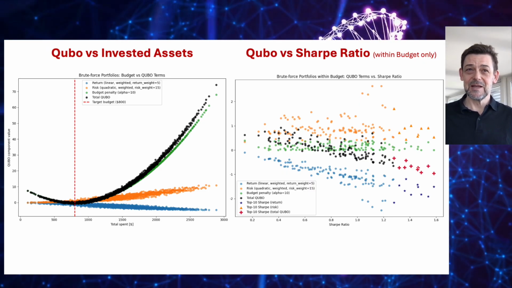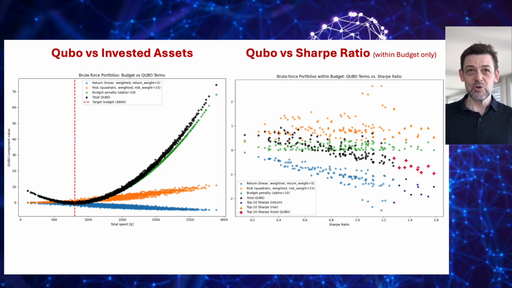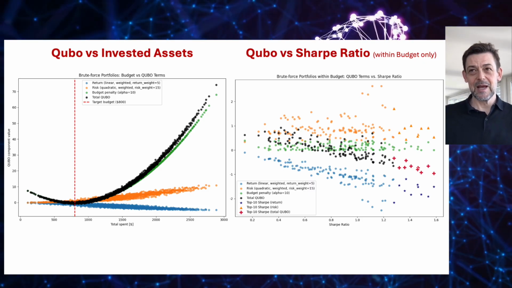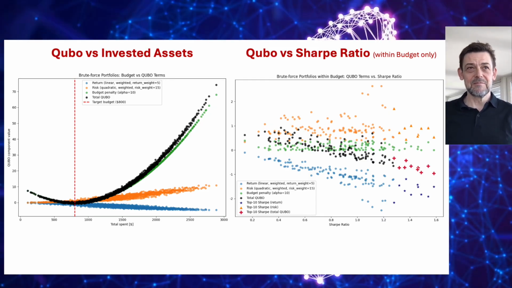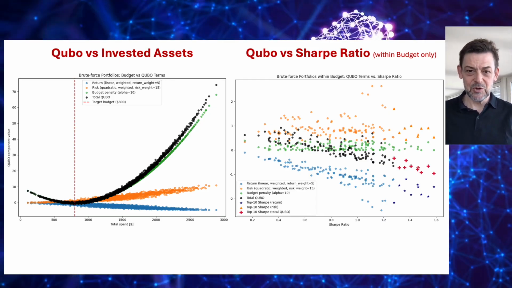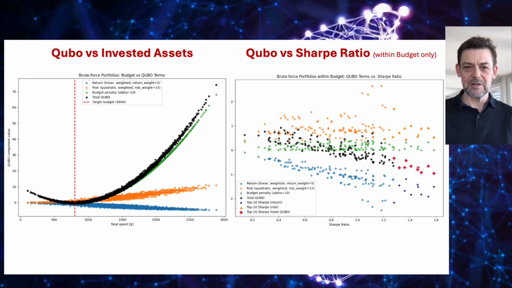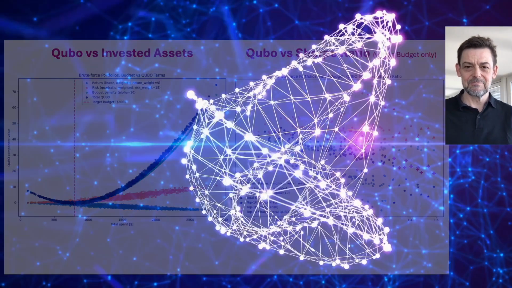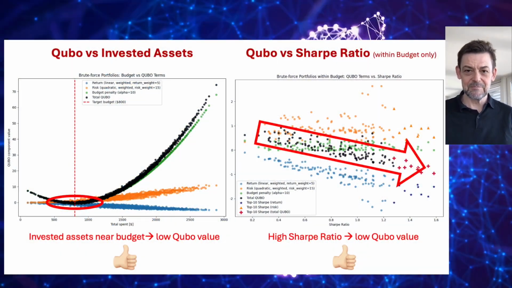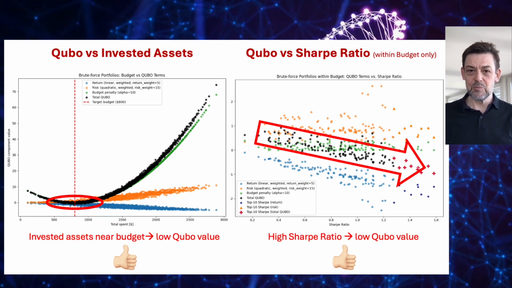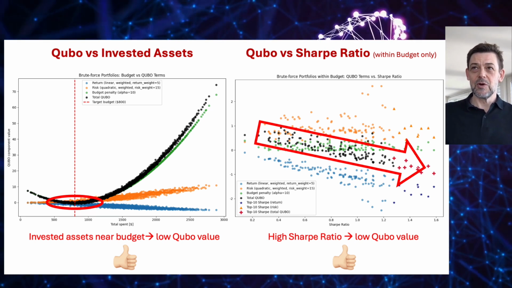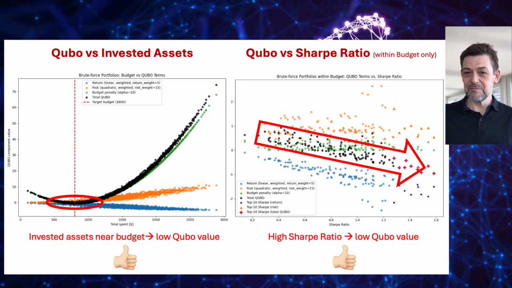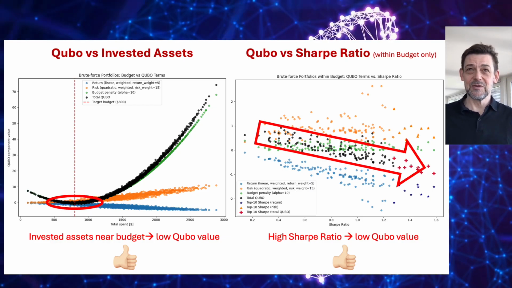We see that on the left side, the lowest total QAOA values, the black dots, are found for invested assets around the budget. On the right side, we see that the lowest QAOA values are at the highest Sharpe ratios. This looks fine. As we are minimizing the QAOA value, we might expect the QAOA algorithm to select portfolios towards higher Sharpe ratio and invested assets around the defined budget.